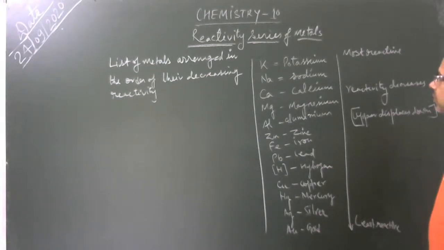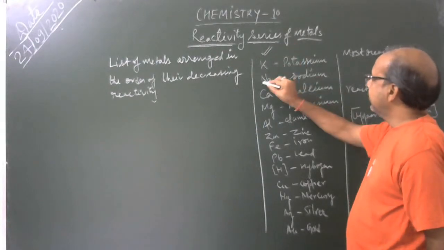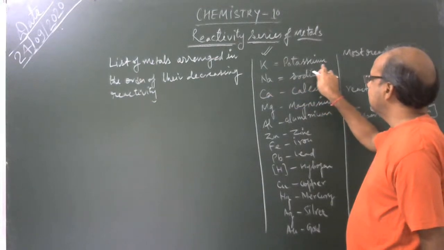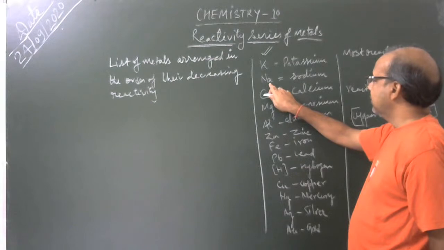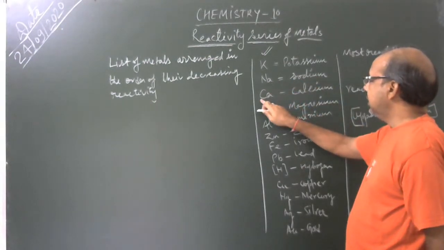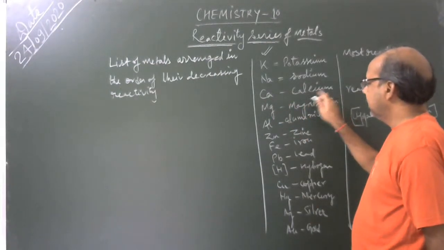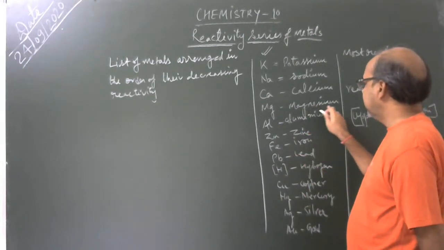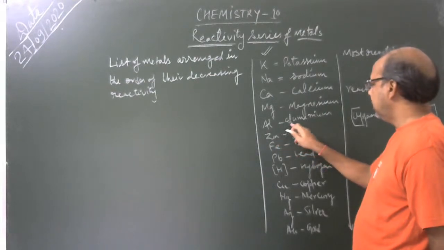First of all, you see that there is potassium at the top. K is the symbol of potassium. Sodium, Na is the symbol of sodium. Then Ca is the symbol of calcium, so I have written calcium here. Mg is the symbol of magnesium, so we have written magnesium. Then Al, aluminium.